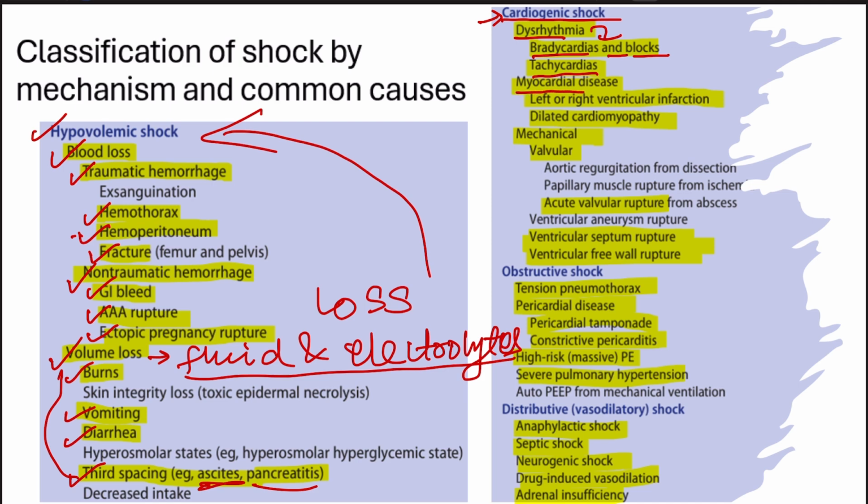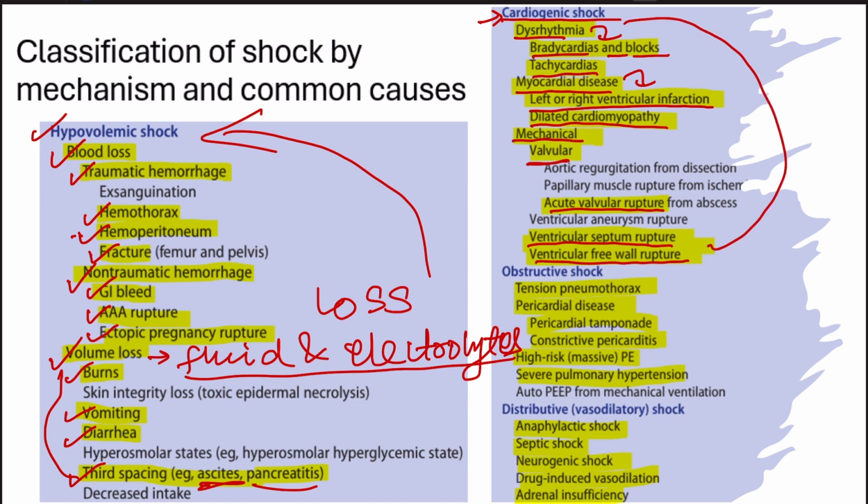Then in case of myocardial diseases like left or right ventricular infarction, that is myocardial infarction basically, then we can have dilated cardiomyopathy. Then mechanical causes, under that we have valvular problems like acute valvular rupture. Then we can have ventricular septum rupture, ventricular free wall rupture. So these are the causes for cardiogenic shock.